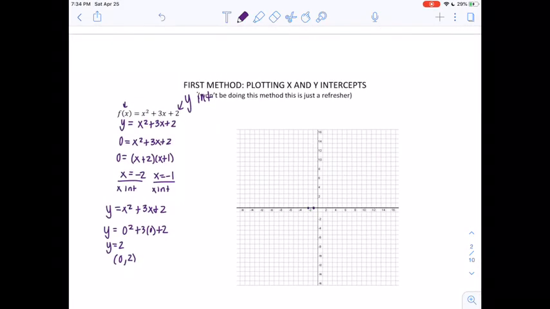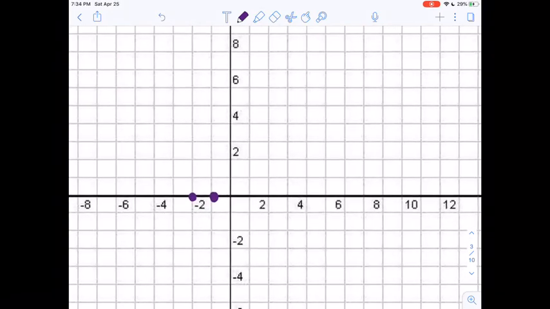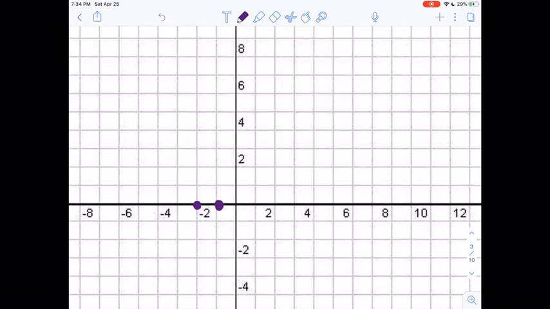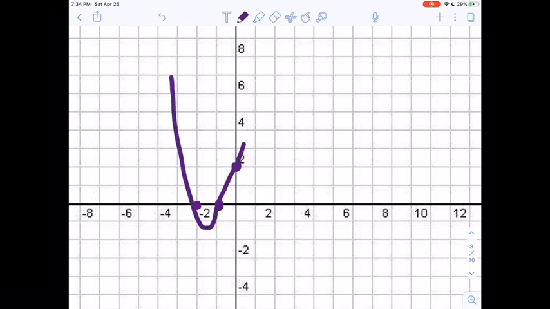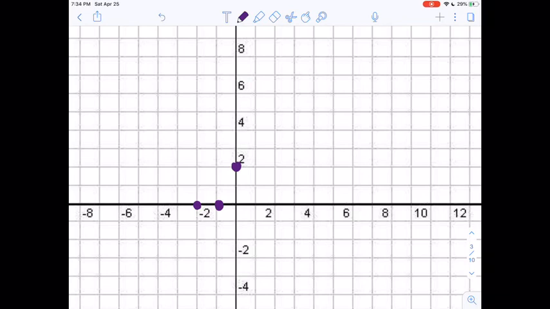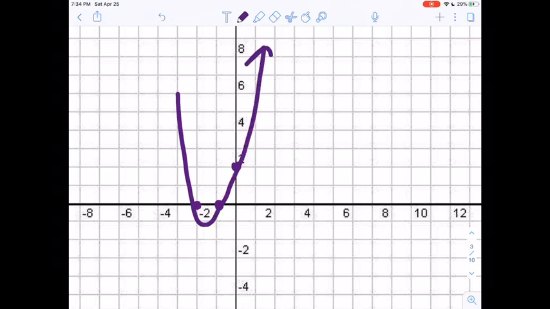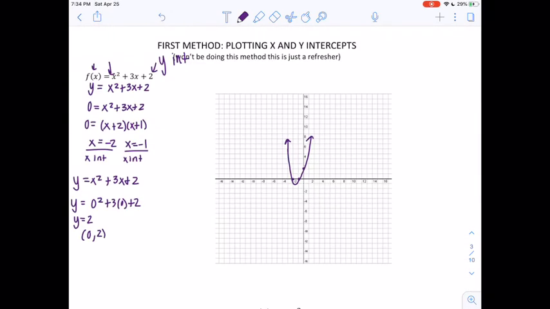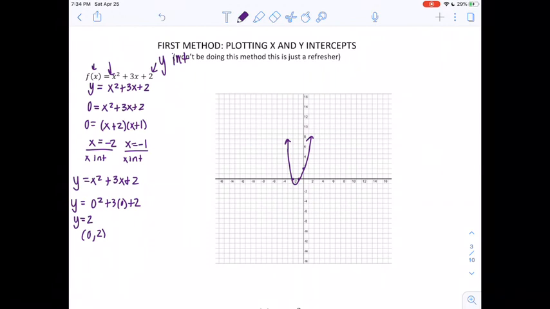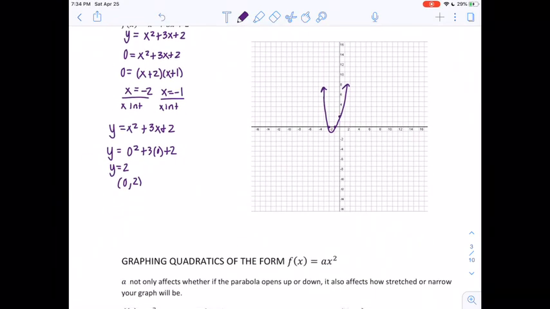And notice A is positive, so I know that my parabola is going to be facing upward. So I'm going to connect these 3 points. You always need 3 points when you're drawing a parabola. And we're going to point our parabola upwards, and then we're done. Okay, so you could totally use that method if this is factorable. You could use the quadratic formula, but it's really hard to graph decimals and irrational numbers. So just keep that in mind.